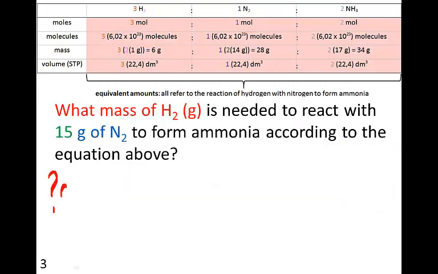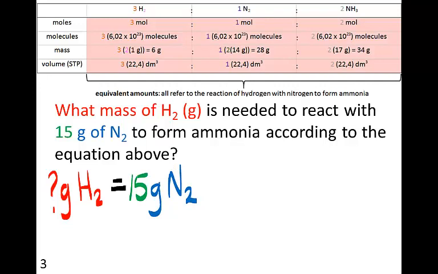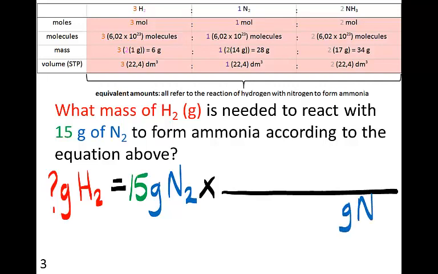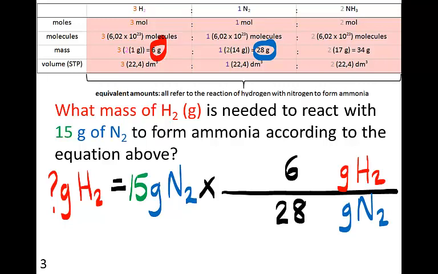What mass, how many grams of hydrogen gas is needed to react with 15 grams of nitrogen gas to form ammonia according to this equation? Can you see the conversion factor we must use? We need grams of nitrogen at the bottom. We need grams of hydrogen at the top. So this is a mass-mass reacting ratio between hydrogen and nitrogen. 6 grams of hydrogen needed for 28 grams of nitrogen. So how many grams of hydrogen when you have 15 grams? 15 grams of nitrogen times 6 divided by 28 is equal to 3,21 grams of hydrogen gas.